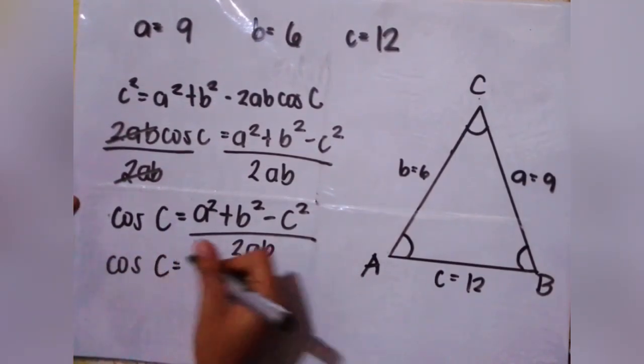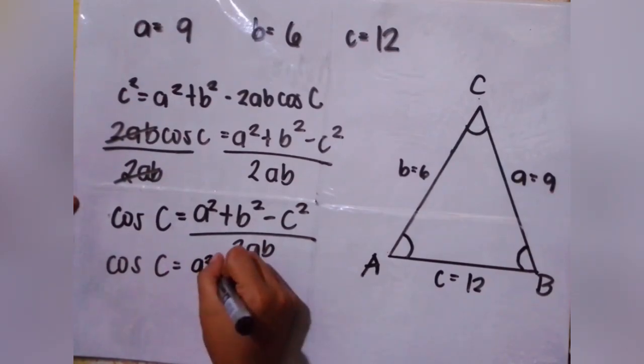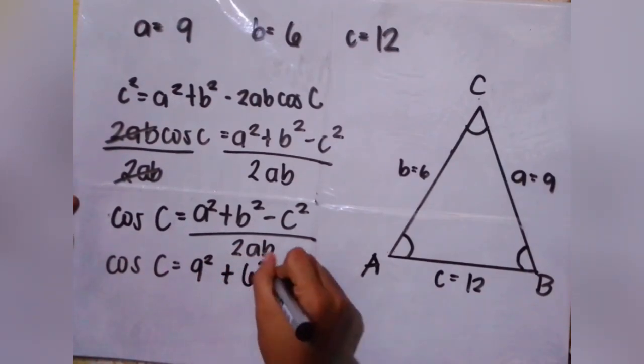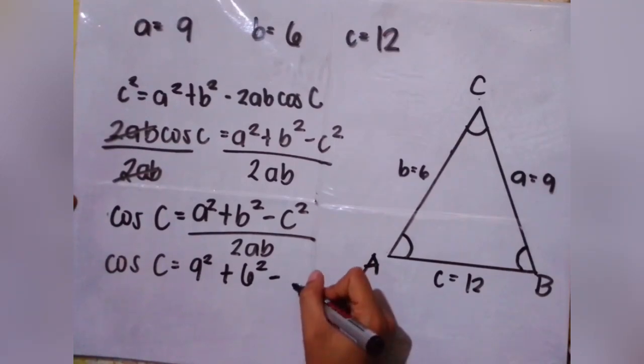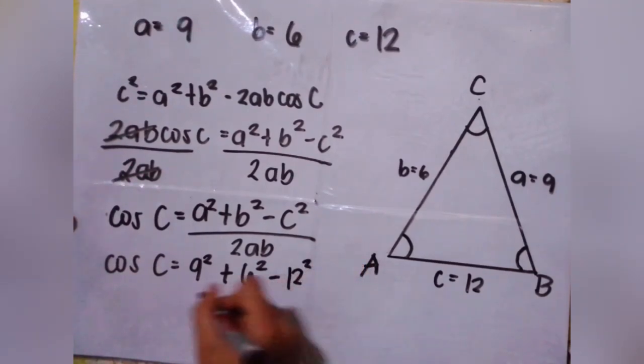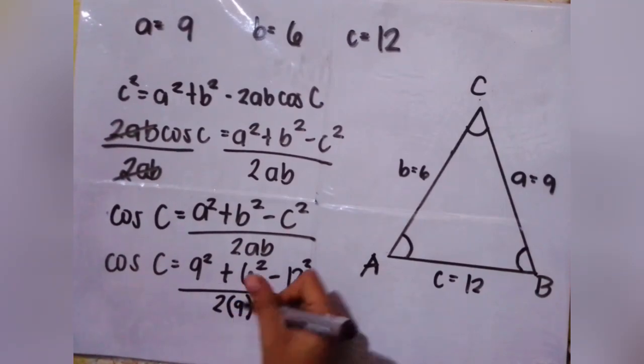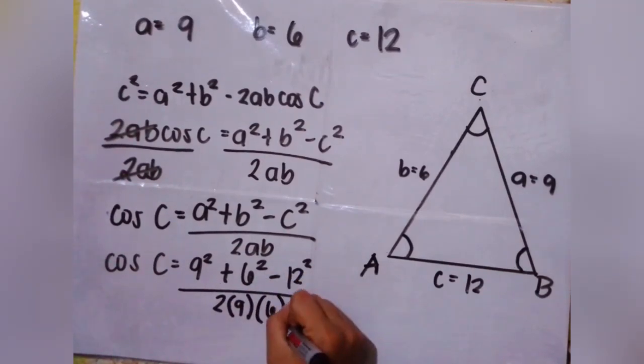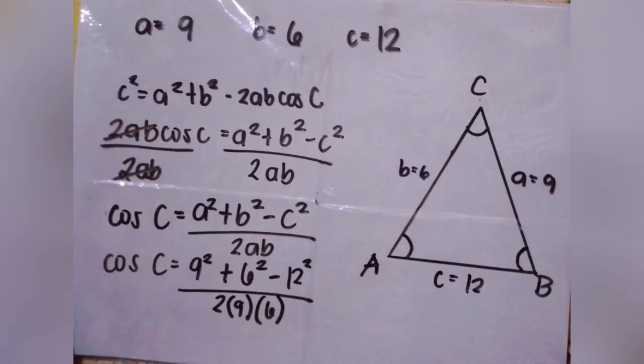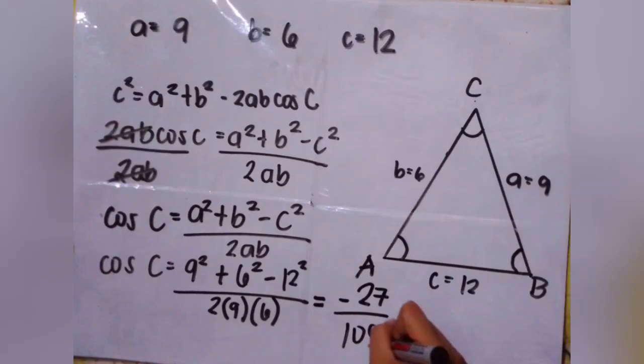Cosine C is equal to, our A is 9 squared plus our B is 6 squared minus our C is 12 squared over 2 times A is 9 and B is 6. 9 squared plus 6 squared minus 12 squared over 2 times 9 times 6 is equal to negative 27 over 108.